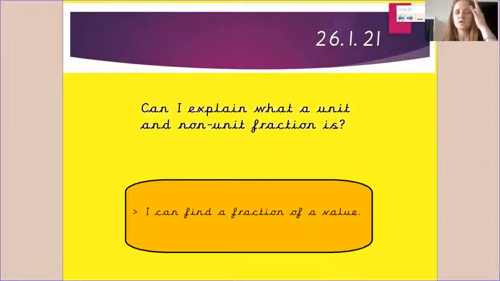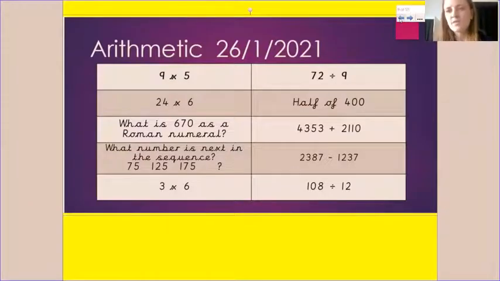So we're moving on to some fractions, but before we start with that, let's have a look at our arithmetic for the day. So please make sure you have numbered from 1 to 10 and that you have a pencil and a piece of paper for these questions. So we're going to start off with 9 times 5, 24 times 6, 670 as Roman numerals. What number is next in this sequence? 75, 125, 175. Can you give me the next number?